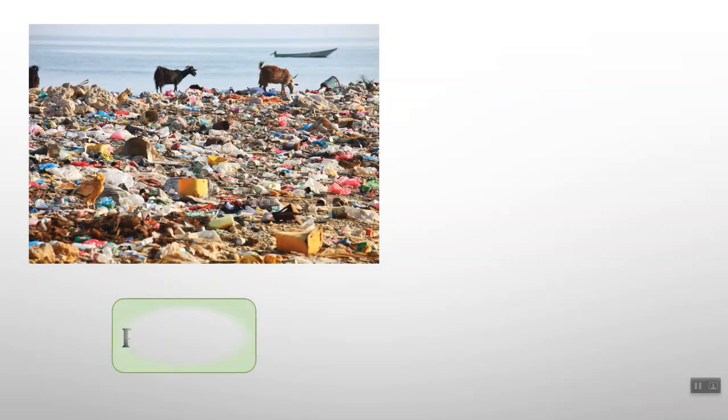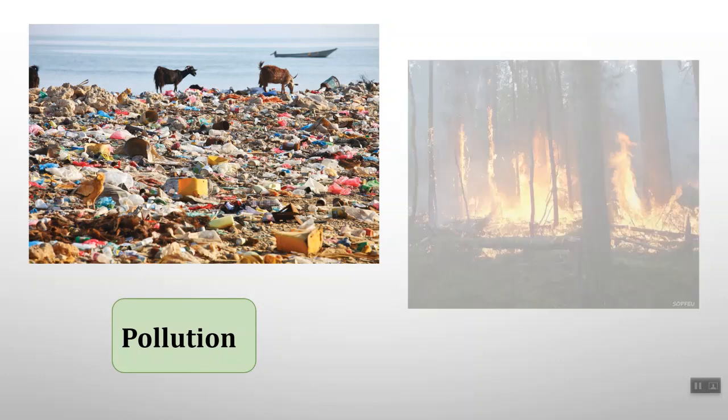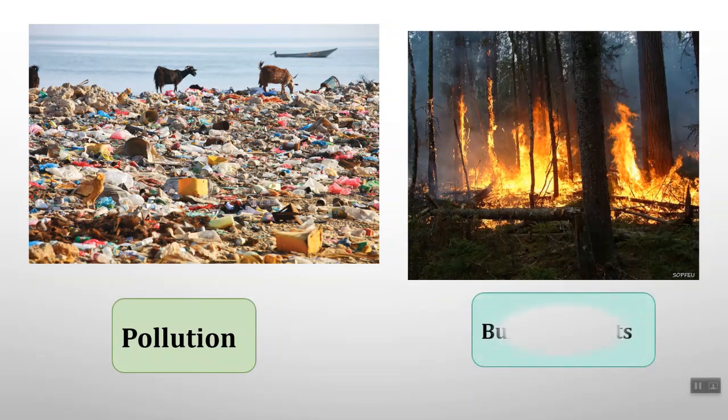And we have number three, pollution. Pollution can also harm the environmental balance. And we have burning the forests. So these activities can disturb the environmental balance. We have four activities that disturb the environmental balance: cutting trees, pollution, eroding the soil, and burning forests.